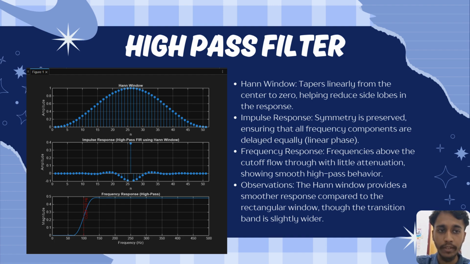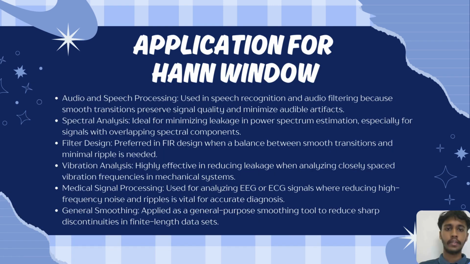Next one is frequency domain. On the bottom, we can look at how the frequencies above 100 Hz flow through with no trouble at all. For the final observation, we can see that the Hann window makes the response much smoother than the rectangular one. Even though the cutoff isn't quite as sharp or square, we get a much cleaner signal with less background noise or ripples. It's a very stable and reliable filter for high quality work.